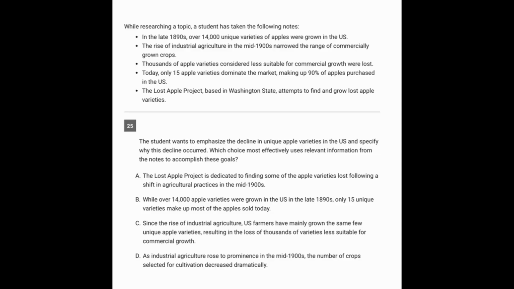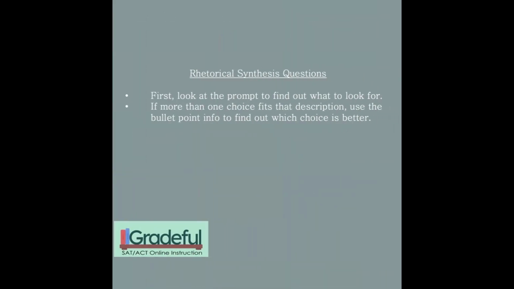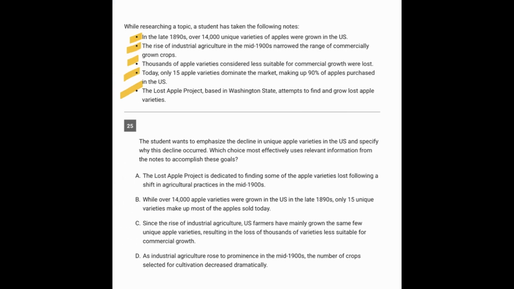Now going to question 25. When you see these bullet points, you know you're dealing with a rhetorical synthesis question, and we have a process for those. First, look at the prompt to find out what to look for. If more than one choice fits that description, then you get into the bullet points to find out which choice is better. So let's start that.